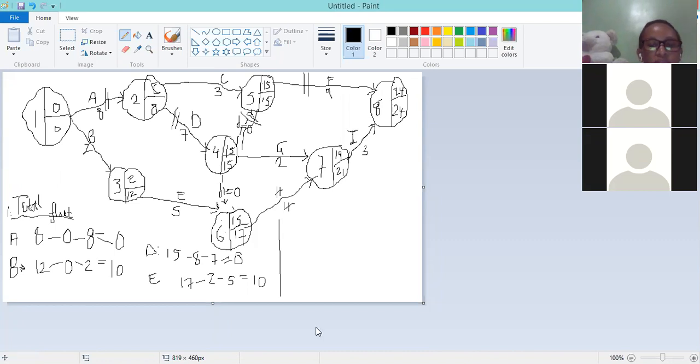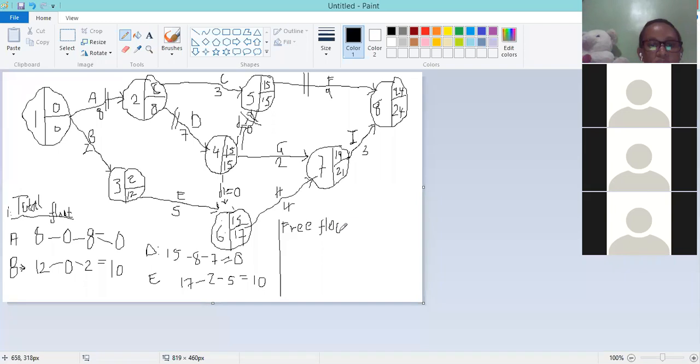Now, the challenge for many was how do we go about the distinction between the floats? How do I compute the free float? Let's see how we are going to do the computation of the free float. And I'll pick both the non-critical and the critical activities. Let me start with an activity like A.